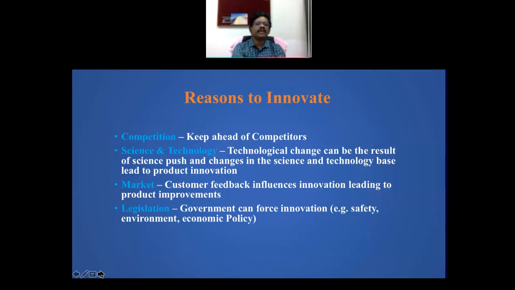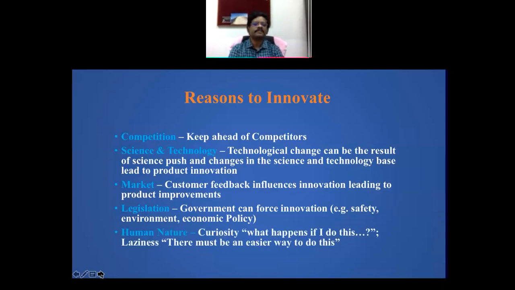At the same time, you can see that legislation, like a government, can force innovation. Sometimes, because of safety reasons, because of environment and economic policies, we all have to be very innovative, because now the government is coming out with so many rules and regulations, policy directions, and legislative frameworks. In the given legislative framework, we have to come out with a completely new innovative product. In that way, you can see how fast you are supposed to be as a student thinking entrepreneur.